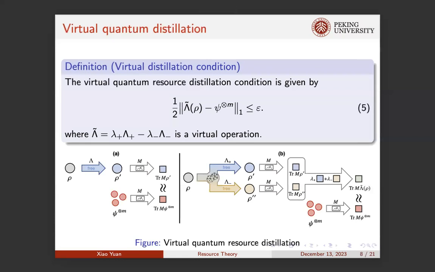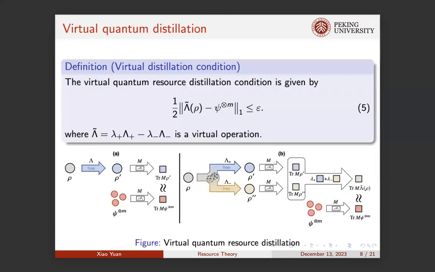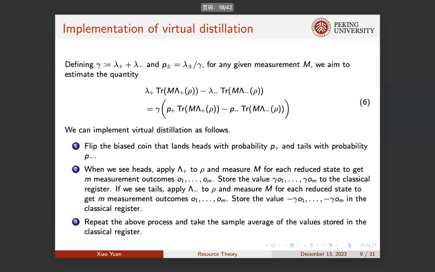So here, graphically, it's equivalent to this one. We have an initial state, then we apply different free operations, and then we measure these two output states, and then we can linearly combine them. And we can prove that this condition is equivalent to the measurement statistics always being close to the measurement statistics of the target state. And actually, based on the definition of the virtual operation, we can quite straightforwardly find that we can implement them in a probabilistic way.